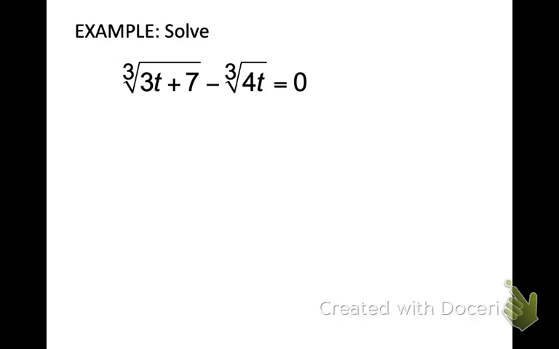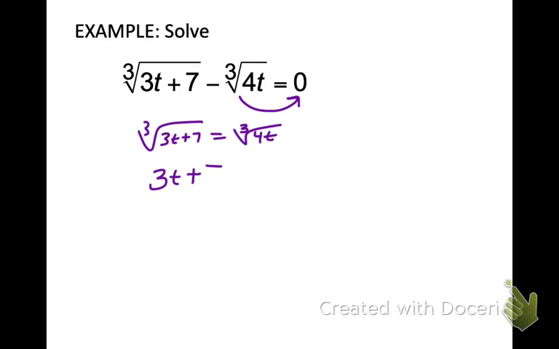So if we move that over, then I have the cube root of 3t plus 7 equals the cube root of 4t. Doesn't that look just like what we did before? Yeah. Okay. So cubing both sides just leaves you with the radicands: 3t plus 7 equals 4t. So 7 is equal to t.